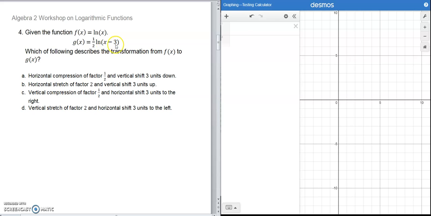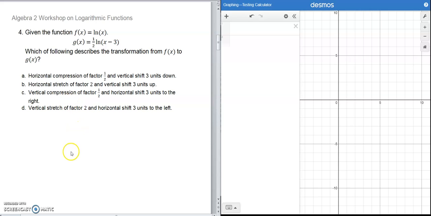Then subtracting a 3 inside the parentheses is a horizontal shift or a horizontal translation 3 units to the right. So the answer here is that this is a vertical compression of factor 1/2 and a horizontal shift 3 units to the right. The answer here is C.